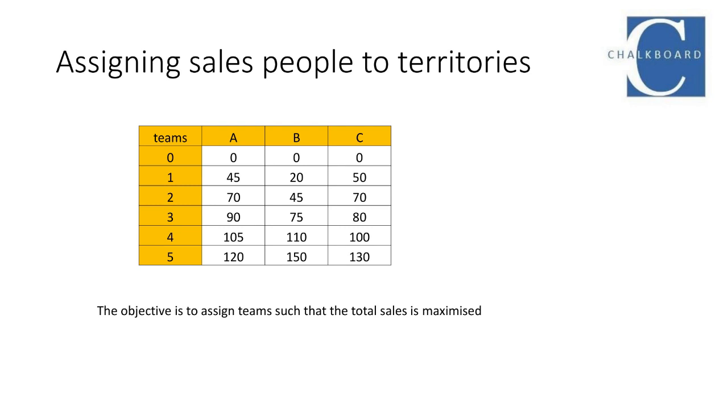Let us say there are 3 territories, A, B, and C, and we need to take a decision to deploy 5 salesmen. The sales in each territory as a function of the number of people deployed is estimated. As we can see from the table, it is clearly not linear.